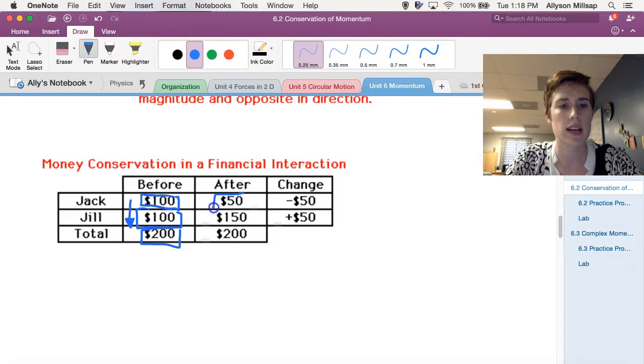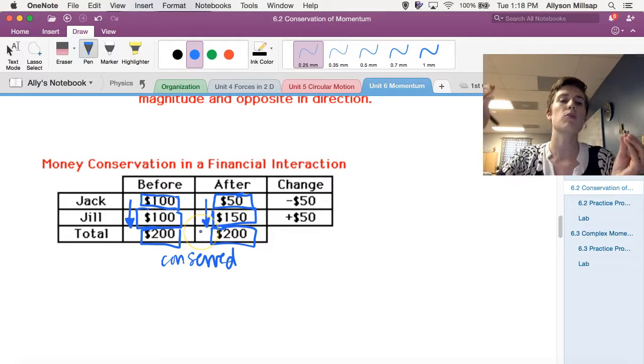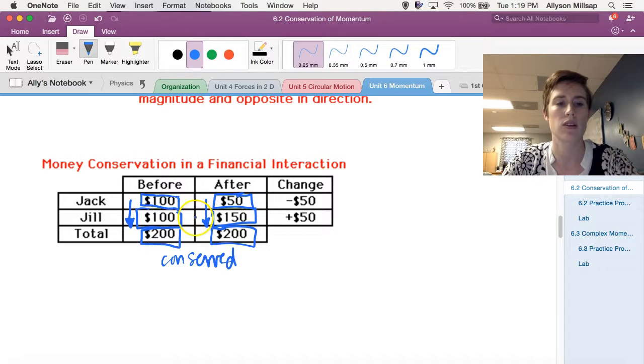So now Jack has $50 worth of momentum. Jill has $150 worth of momentum. But together, guess what? They still have the same amount. That's what it means by conserving. We are keeping constant our total momentum. So momentum can only ever be transferred from one object to another. It doesn't just get lost, okay?